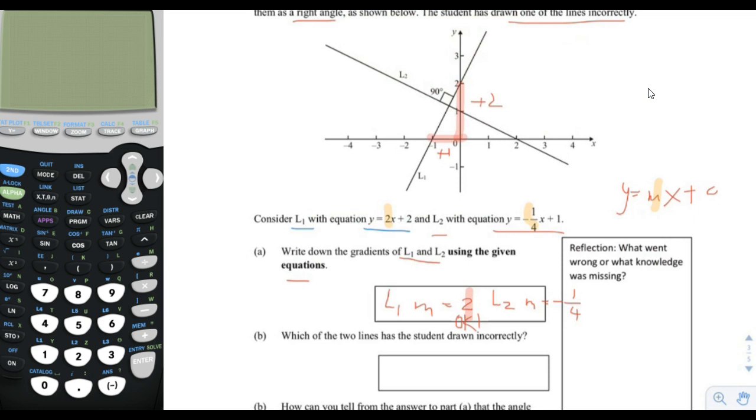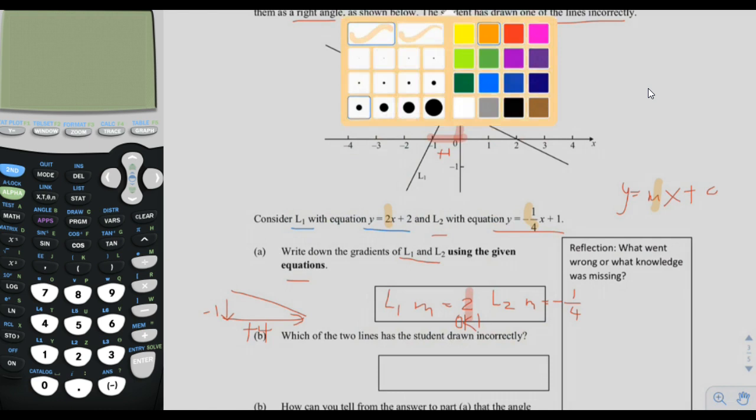What about L2? It has a gradient of negative 1 over 4. So that means the rise is negative 1, meaning it goes down 1, and the run is positive 4, which means it goes across 4, and that would be negative 1/4. Okay. Now let's check out the drawing here.